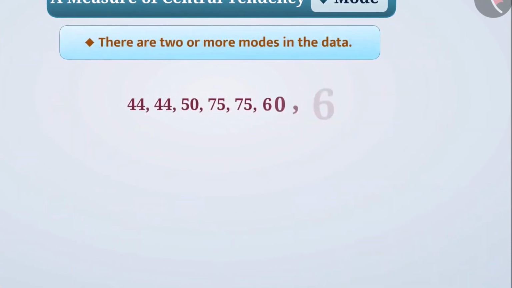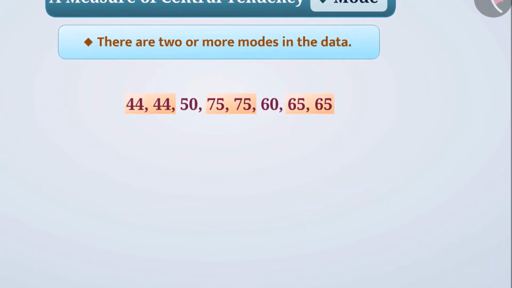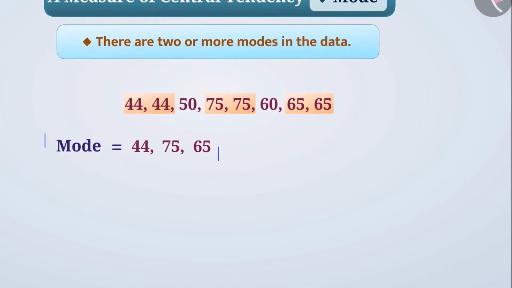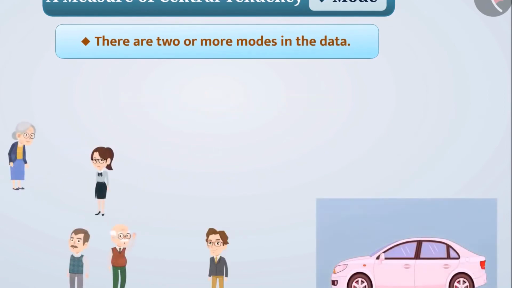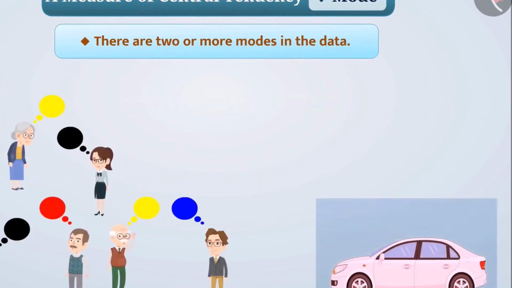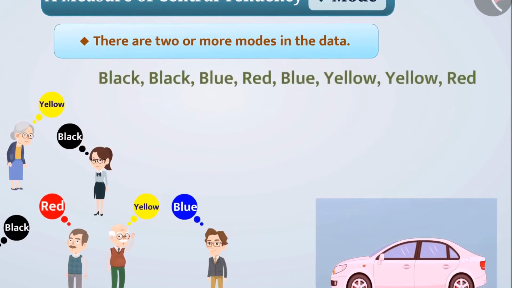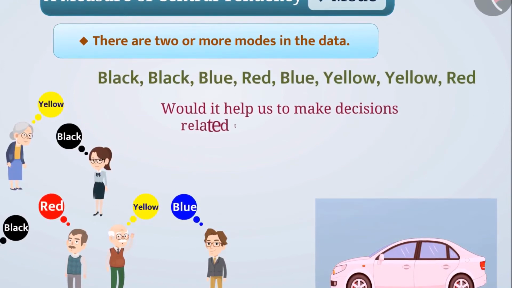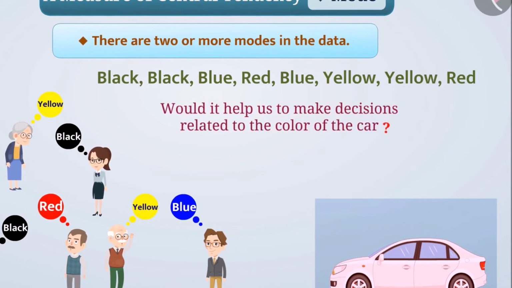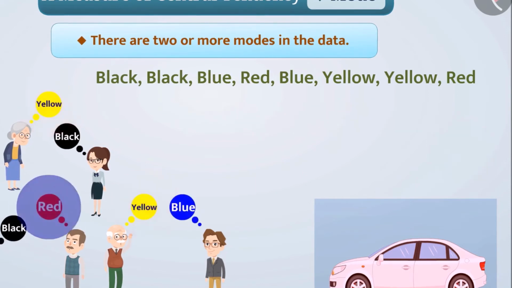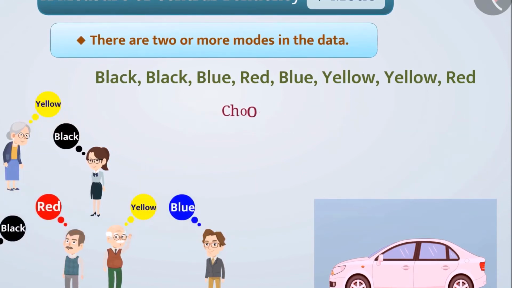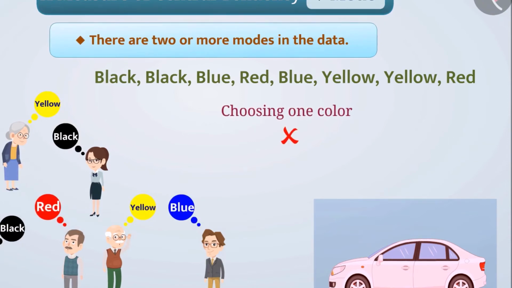There are some collections of data in which all observations are repeated the same number of times, or there are 2 or more modes in the data. In such a situation, the mode is not a useful measurement. For example, if the colors of the car were selected by the members of the house in the following way, would it help us to make decisions related to the color of the car? Think. Here each color is repeated twice, so choosing one color will not be easy.